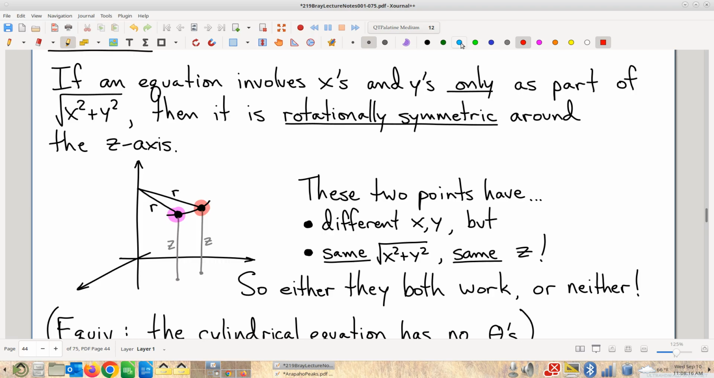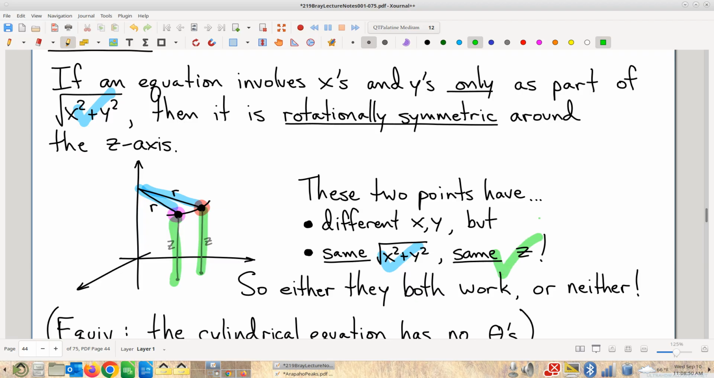This is what you get when you rotate the purple point around the z-axis. That'll get you to that red point. Well, here's the thing. Notice these two points, they're different points, but they have the same value of r, square root of x squared plus y squared, let's call that r. They've got the same value of r, they've got the same value of z.